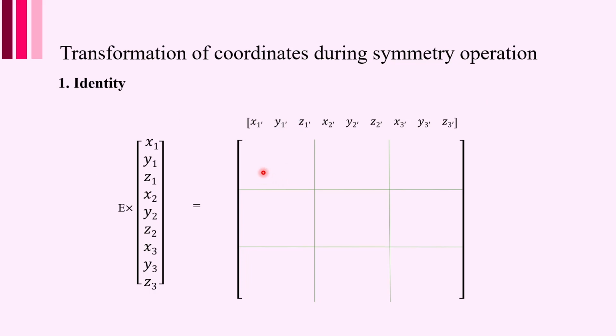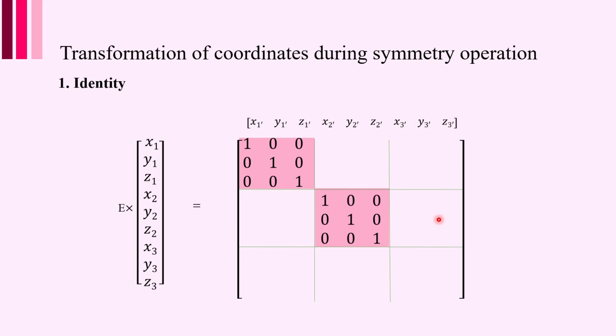So you get the identity matrix written over here at this point. Similarly, the second atom remains at the place of the second atom, the dimensions would be the same for identity, and the third atom remains for the third atom. So x3, y3, z3 and x3 dash, y3 dash, z3 dash are the same. So what we get is this.